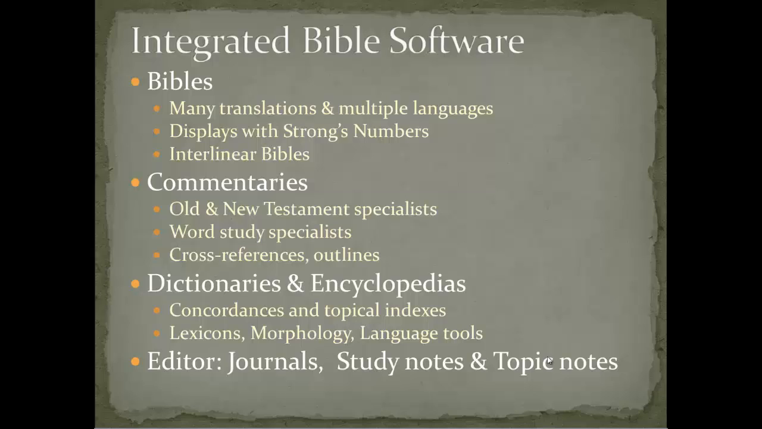Does it have cross-reference tools, maps, outlines, and other tools? And what dictionaries and encyclopedias does it have? What concordances, topical indexes? What lexicons or other language tools for Greek and Hebrew are included with the program?